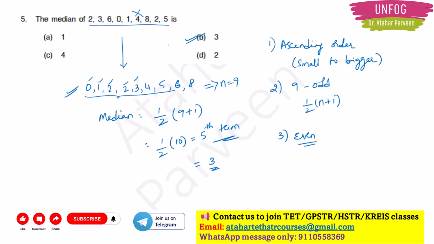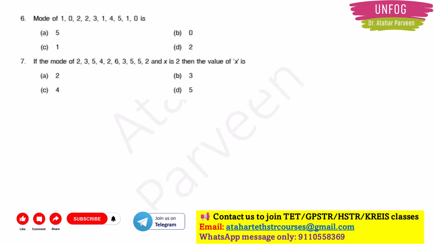Okay. Moving on, next question. Question number 6. We have to find the mode. 1, 0, 2, 2, 3, 1, 4, 5, 1, 0. But they have given just xi, and repeated numbers are there. In mode, remember, no repeated number should be there when we make the frequency distribution table. The repeated numbers will contribute to the frequency. Okay. Let us make this table, then we will understand.